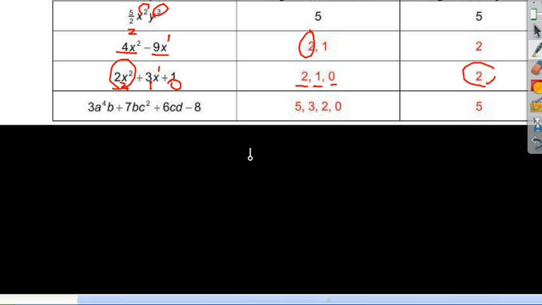Now here we have a polynomial, so we're going to go through. This is 4 and 1, so this whole term would be 5. This is 1 and 2, so this would be 3. This is 1 and 1, so this would be 2. This is a constant, so it's a degree of 0. So then you go back to those numbers, 5, 3, 2, 0. The highest degree is 5.